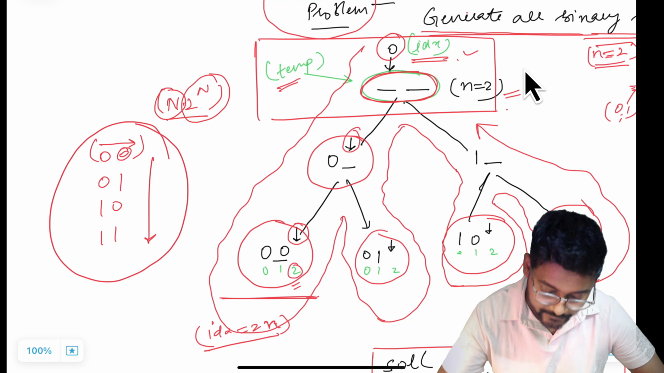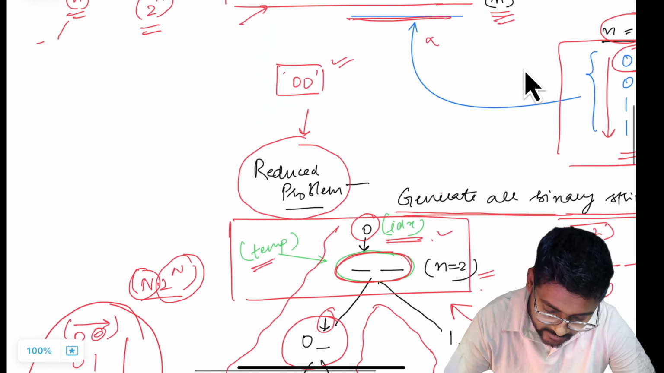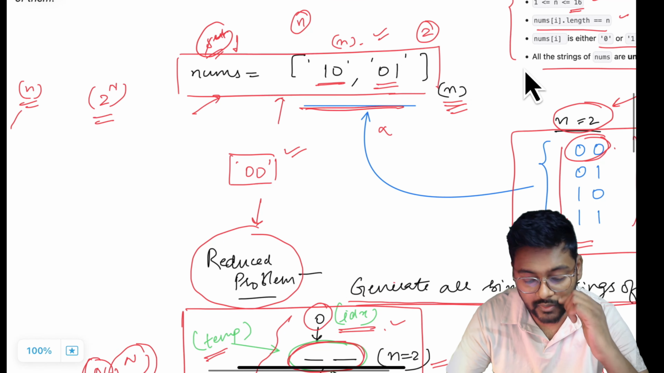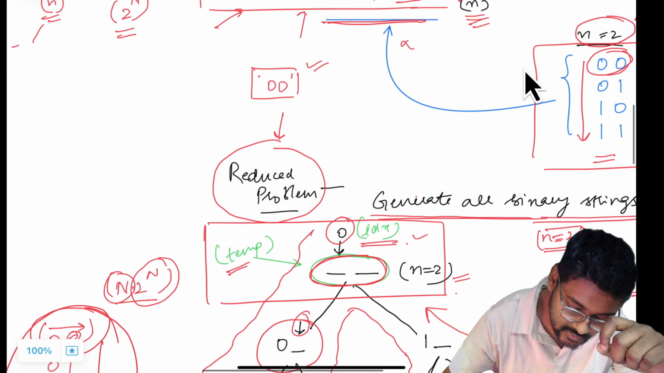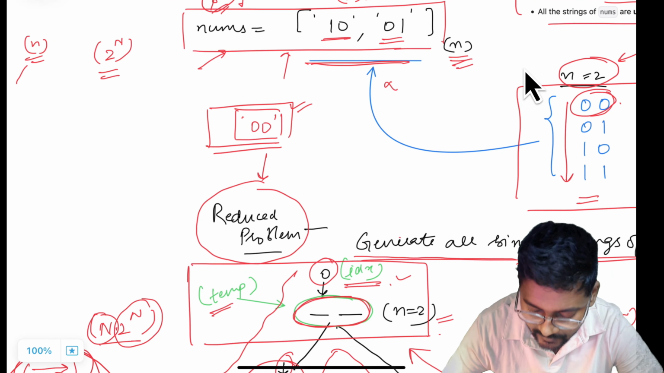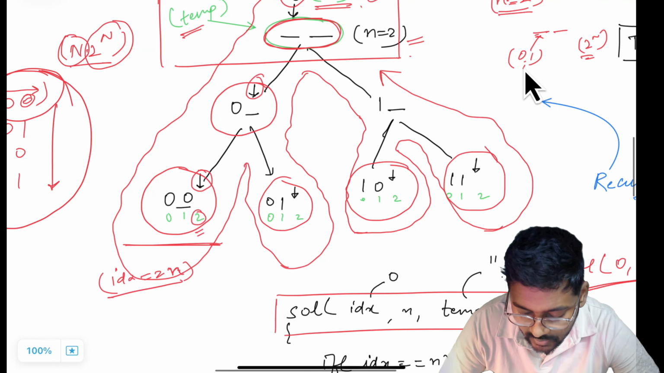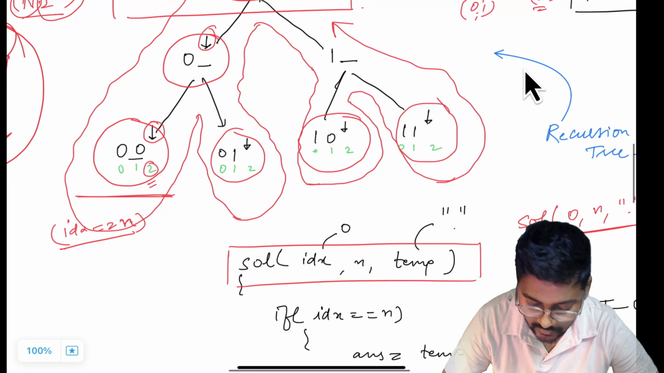So in short, we are comparing all the strings, to check whether each is present or not. So what is the answer? The first string, 00, itself is not present, so 00 is going to be my answer. So this is going to be our brute force, generating all the binary strings of size 2.